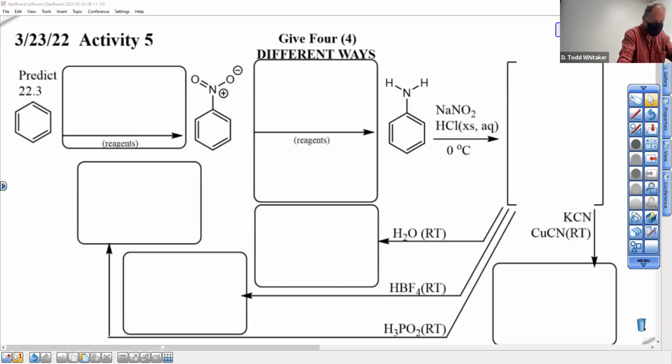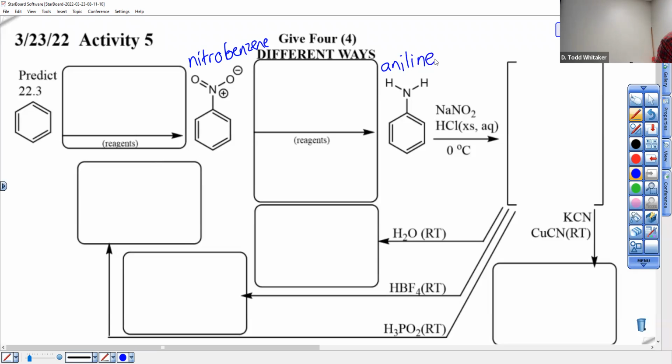Moving on, chapter 22 continued. We're going to take a look at how we can make a nitro group into an amine. Nitrobenzene into a much more popular aniline. Amines are very important, and it's important to remember all the ways to make them, especially since chapter 23 is called amines. So this is a beautiful little segue into our next chapter.